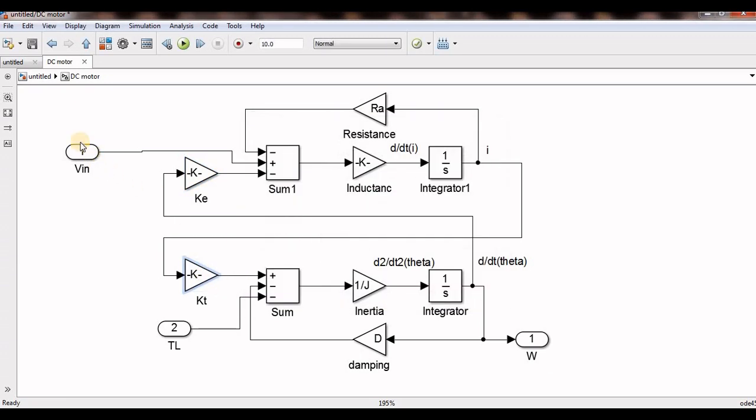So it is very easy to model the DC motor in MATLAB. The only thing is, two loops are required: one is the back EMF loop and one is the torque loop. From the torque loop I can get the speed. From this speed I can get the back EMF, and from this back EMF and my input voltage I can get the armature current. This armature current will be the input to the torque loop, because I can get torque as K times the armature current.